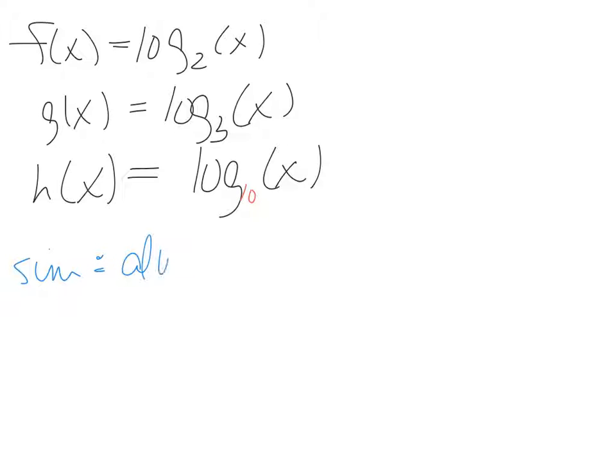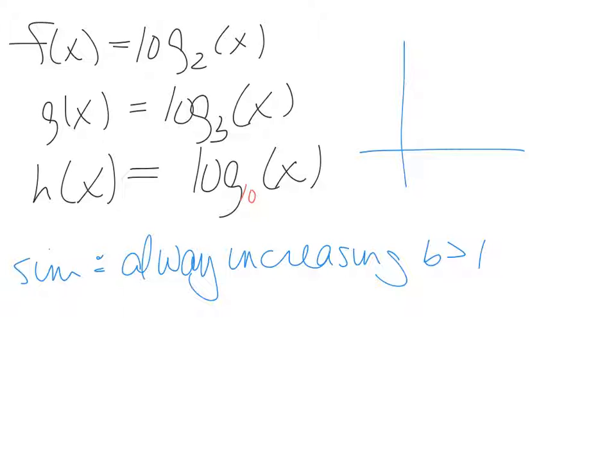They're always increasing, where b is greater than 1. We can safely say they all cross the x-axis at x equals 1. Oops. Goodness. It's hard to draw very nicely on here. But they're all going to increase at different rates, either more rapidly or less rapidly, depending on the base.